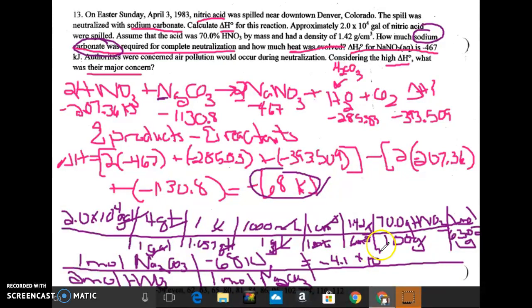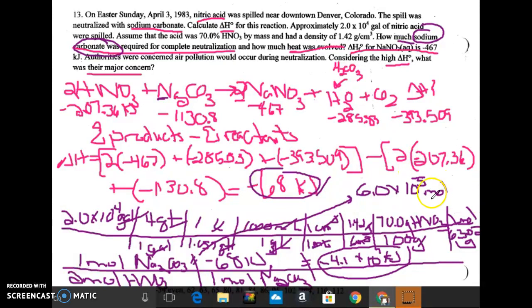million kilojoules. Now if I go back and reread the question, have I done everything? Oh, it asked how much sodium carbonate and how much heat. So this is my heat value. So if I go back through and just do an equal sign here, I can figure out that I have 6.0 times 10 to the 5th moles. It doesn't tell me what unit, so I can leave it as moles, of the Na2CO3.